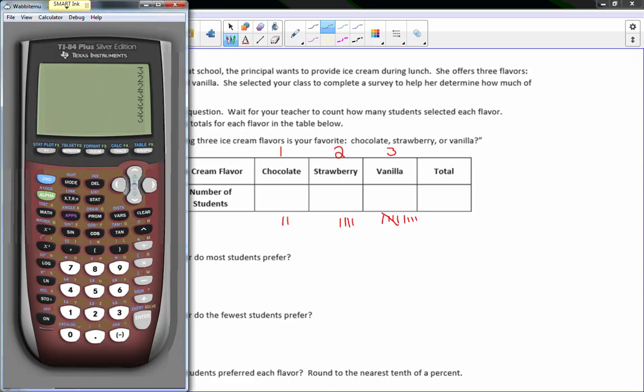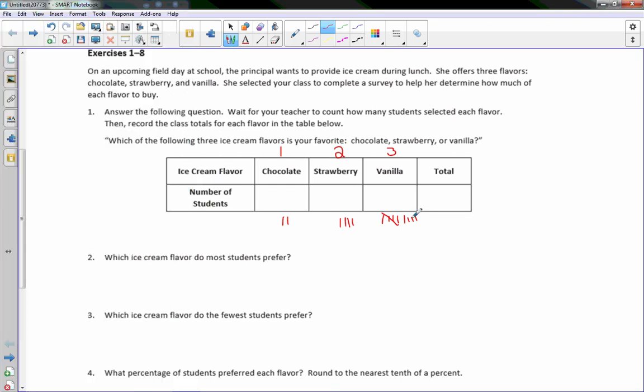Okay, and I'm going to do this 5 more times. So I'm going to hit enter 5 times. 1, 2, 3, 4, 5. So 3, 1, 2, 3, 2. Okay, so I had 3 chocolate, 6 strawberry. Is that right? And 11 vanilla. Yes. Okay. So 11 plus 6 is 17 plus 3 is 20. I did ask 20 people, and there is my outcome.